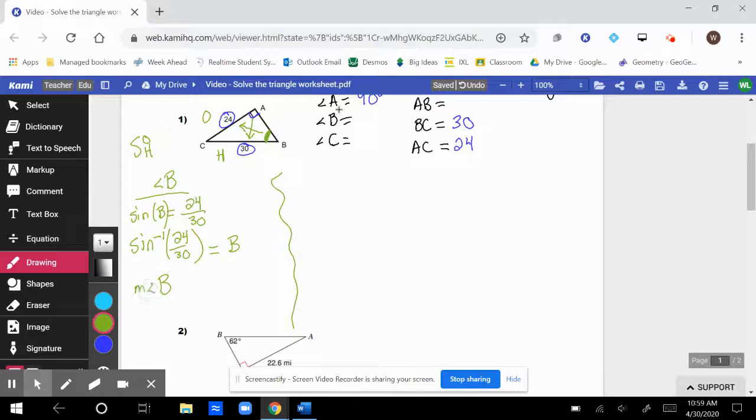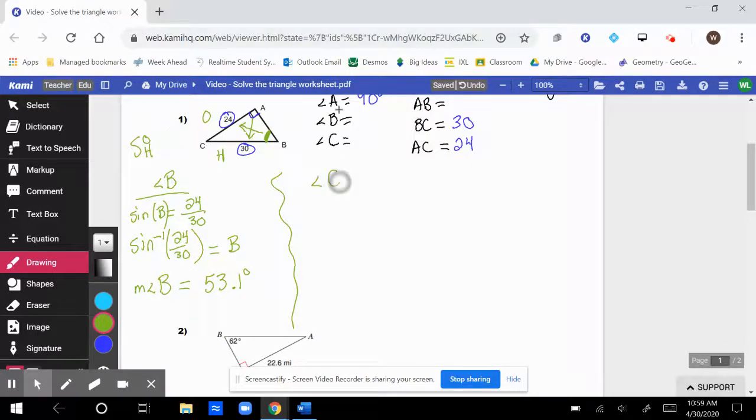And so the measure of angle B, you should get 53.1 degrees, rounding to the nearest tenth. Okay, so sine inverse of 24 divided by 30 is 53.1 degrees. Okay, it was 53.13. We're rounding to the nearest tenth.